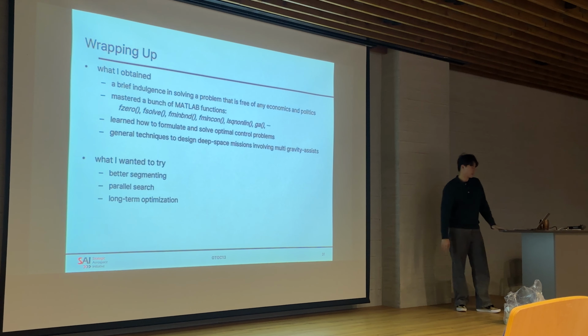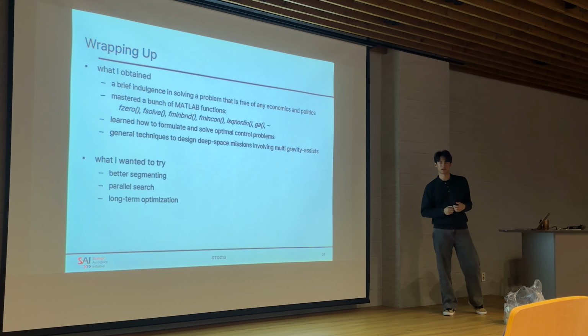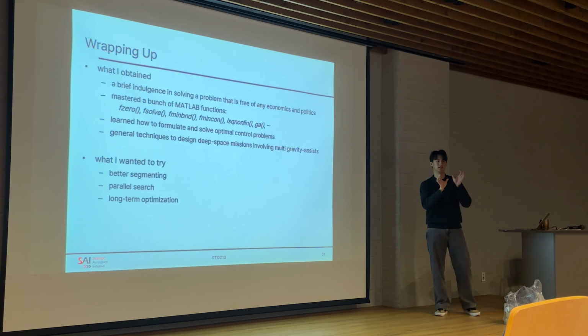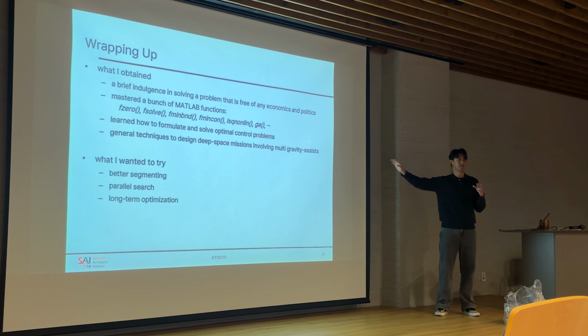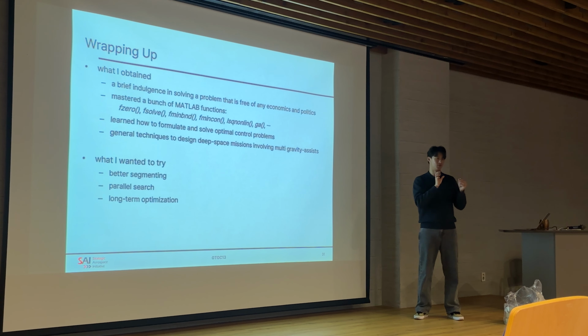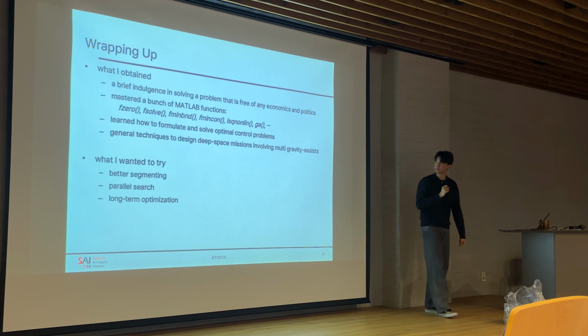There are also things that I wanted to try but couldn't because we simply lacked time, including better segmenting of the solar sailing trajectory. As you might remember, in segmenting the solar sail trajectory, we used equal spacing. But as I mentioned earlier about the considerations, you should be more cautious when you're close to Altair. So if you segment it in more detail near Altair, you might get a better result.